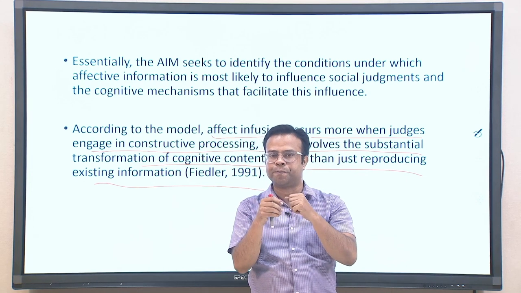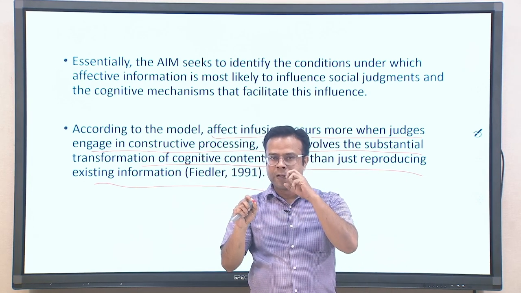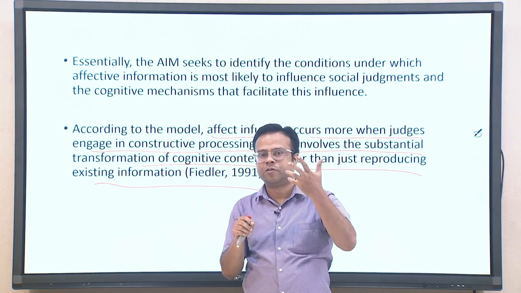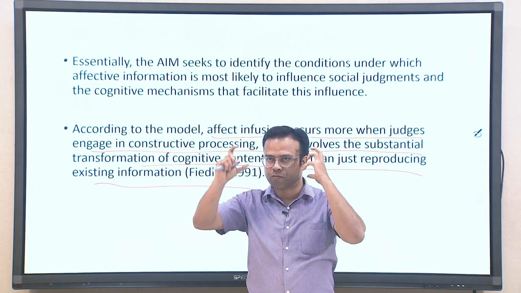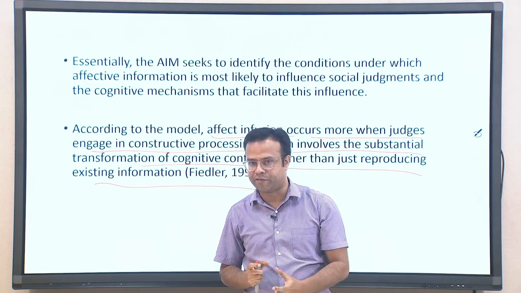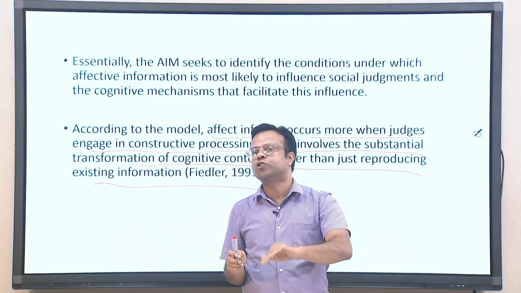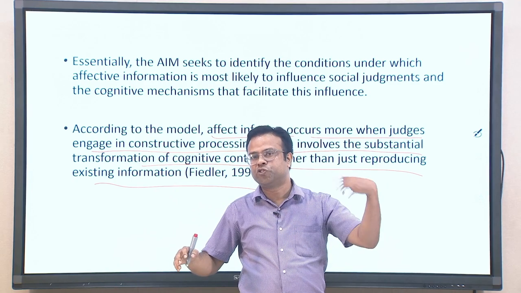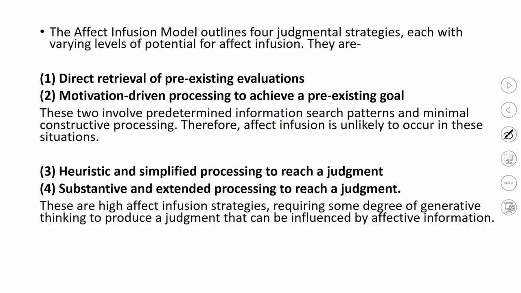A lot of effort and a lot of transformations are involved here. You cannot automatically just go and take a decision. So, a lot of effortful cognitive processing is involved. In those conditions, emotions will influence the decision process much more strongly as compared to much simpler tasks. This model also shows four possible strategies, at varying levels, of how emotion can influence decision making.